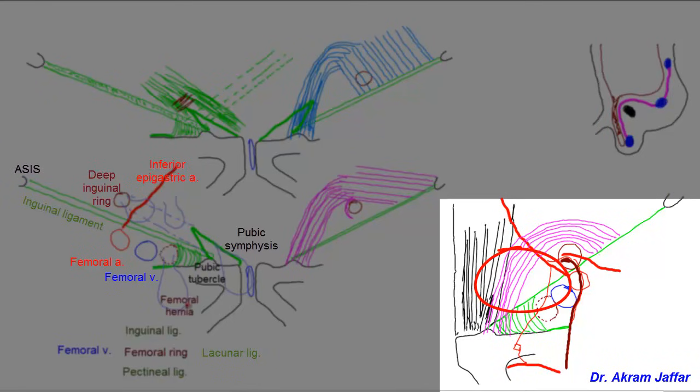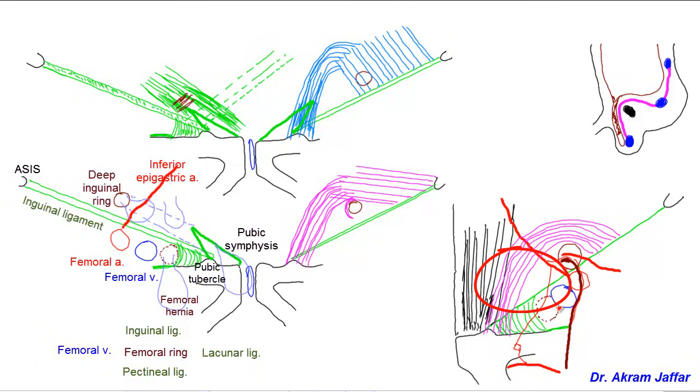A femoral hernia, on the other hand, is more common in females because females who have a wider pelvis therefore have a wider femoral ring, and therefore a femoral hernia is more likely to occur through a wider defect, and therefore it's more likely to occur in females.